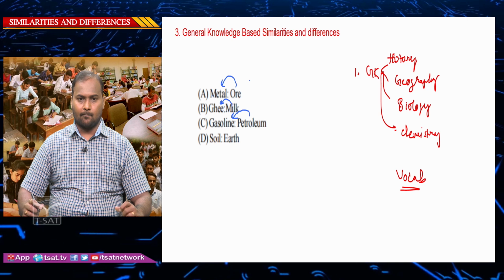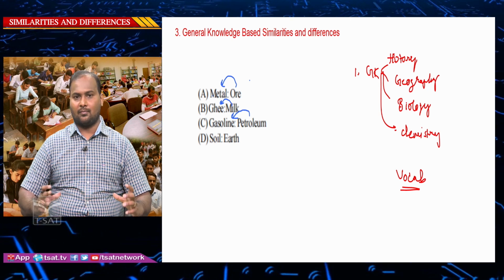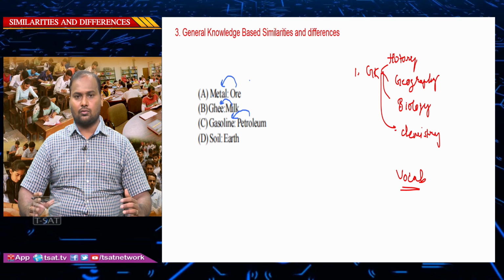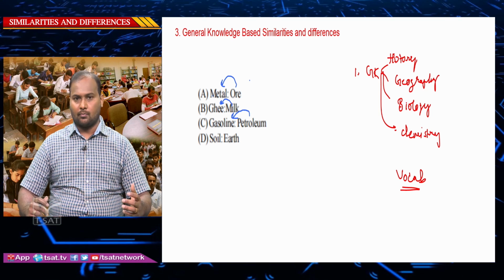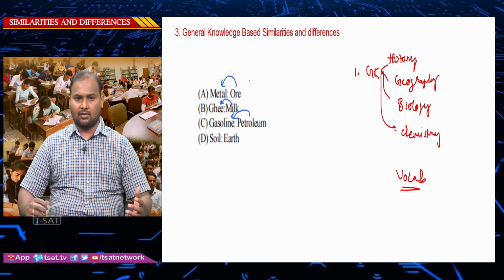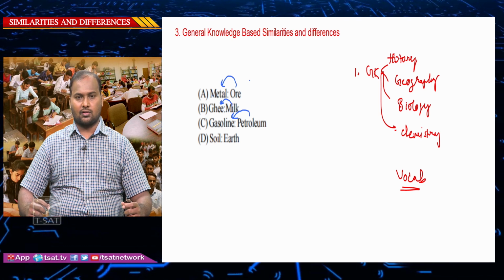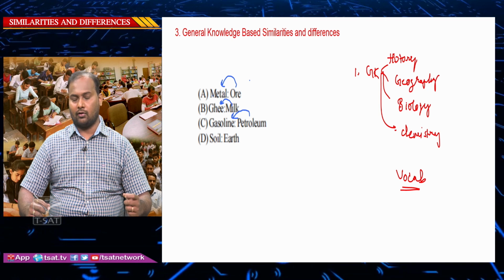So what is petroleum? Petroleum is a mixture of different hydrocarbons. From petroleum, we extract petrol, diesel, naphtha, kerosene, gasoline, bitumen, by a process of fractional distillation, and we know that.